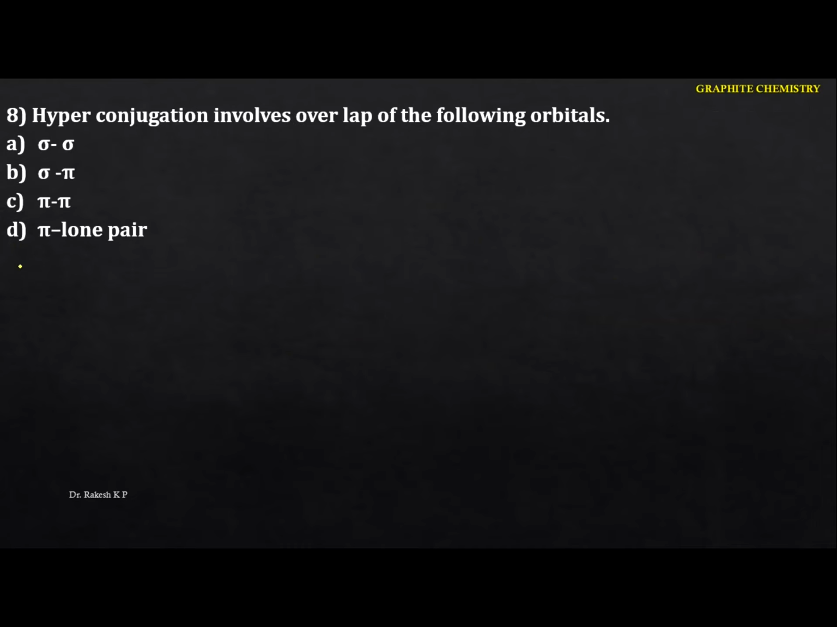Hyperconjugation involves the overlap of the following orbitals. Now we have to identify where we are going to identify the hyperconjugation. Remember this concept here, hyperconjugation. So this hyperconjugation we can identify if there is an alkyl group. Remember this concept here.